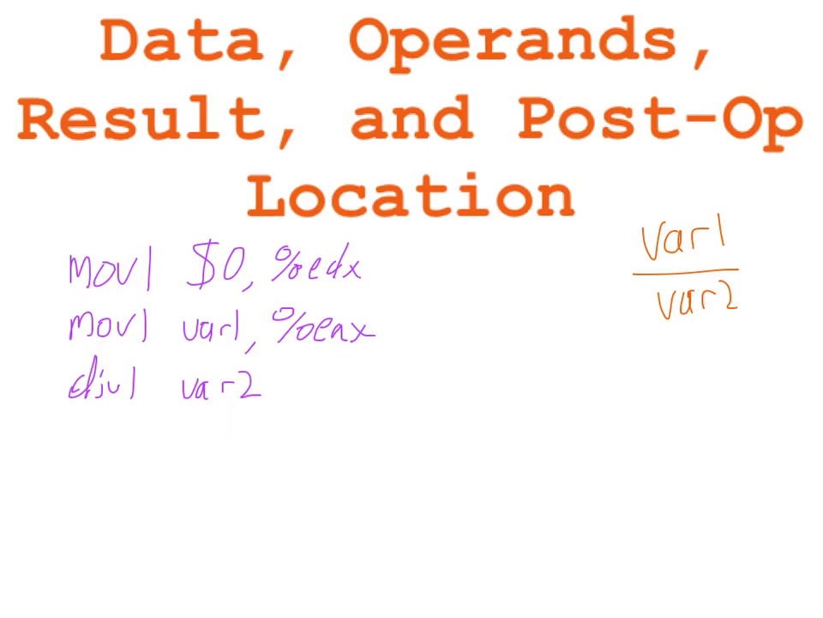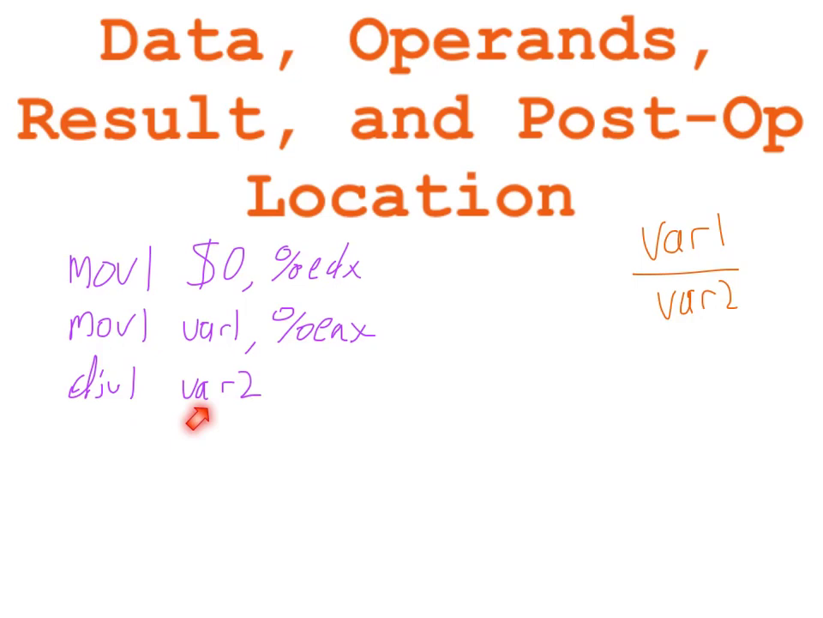So let's consider what the data, the operands, the result, and the post-op location would be for this division instruction. Well, let's think what data or what pieces of information does this instruction need in order to perform its task? Well, a division has a dividend and it also has a divisor. Let's start off with the divisor. As we know, the divisor is simply specified as the single parameter to the division instruction. The data within our divisor is whatever number is stored in var2. That is one piece of data for this division instruction.